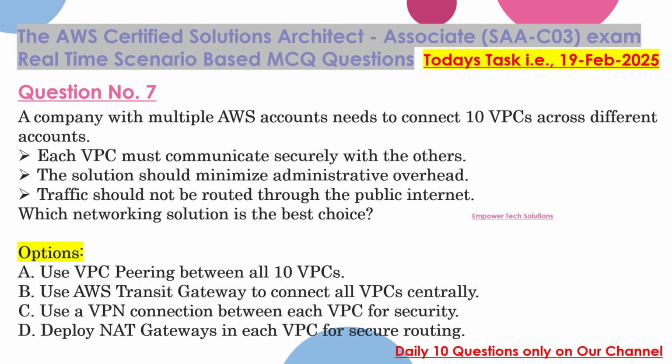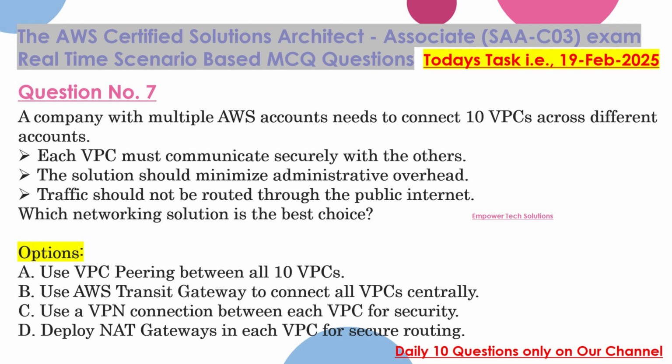Question 7. A company with multiple AWS accounts needs to connect 10 VPCs across different accounts. Each VPC must communicate securely with the others. The solution should minimize administrative overhead. Traffic should not be routed through the public internet. Which networking solution is the best choice?